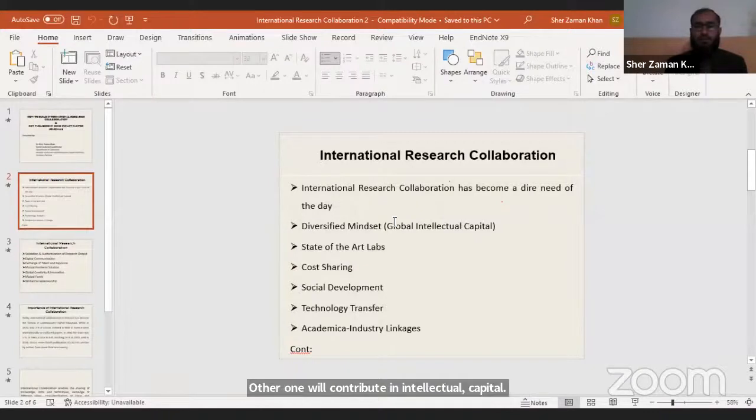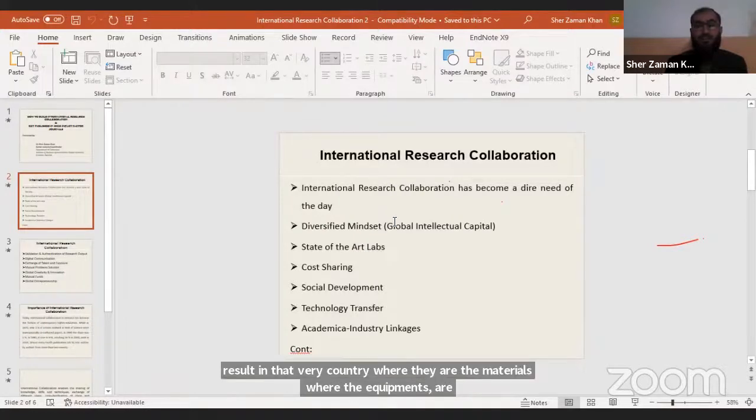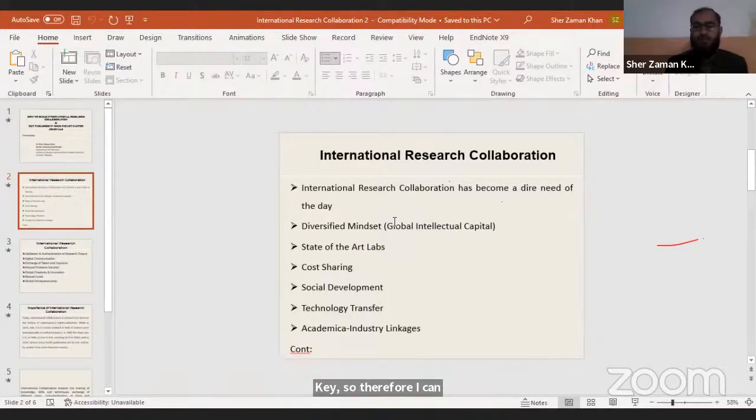Similarly, some of the materials are not easily available in one country. So if there is an international research collaboration, they can perform part of the research in the country where the raw materials or equipment are easily available. Therefore, I can call it a need of the day: for sharing the cost of research, international research collaboration can contribute a lot.